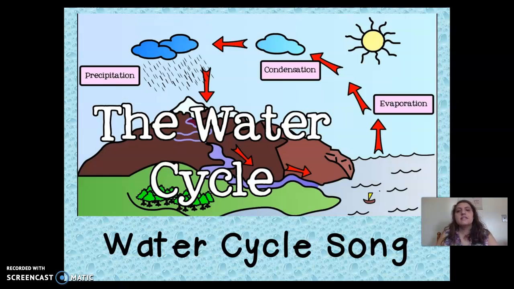Water moves in a cycle, yes it does. Water moves in a cycle, yes it does. It goes up as evaporation, cools down in condensation, and falls down as precipitation, yes it does.